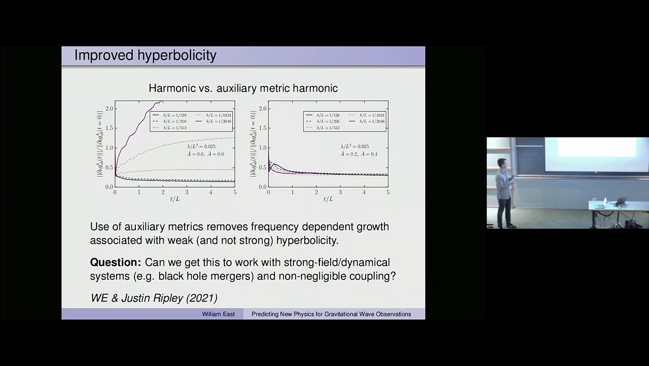So that's just with a plane harmonic formulation. But then when you switch on these auxiliary metrics, then that problem goes away. So that's a nice test case. But of course, the question that we're most interested in is, can we apply this to the physically interesting case of black holes merging and cases where the gravitational wave signal would actually be modified by having these modifications to general relativity? So that's the question that Justin and I set out to answer.